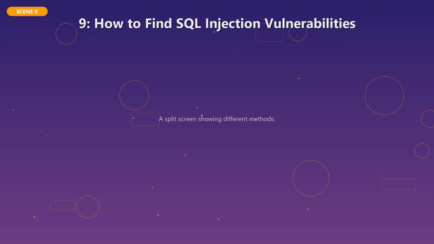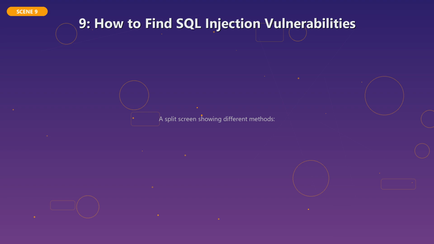Commercial web vulnerability scanners like Burp Suite Professional also include advanced scanning capabilities to automatically detect SQL injection flaws. These tools send a multitude of payloads and analyze the application's responses for patterns indicative of injection. Finally, for developers, code review is a critical preventive measure.